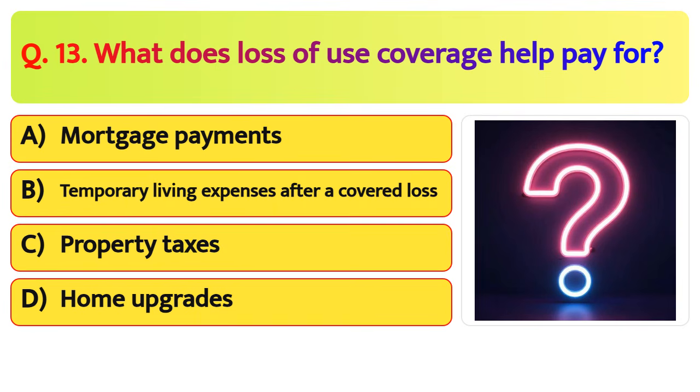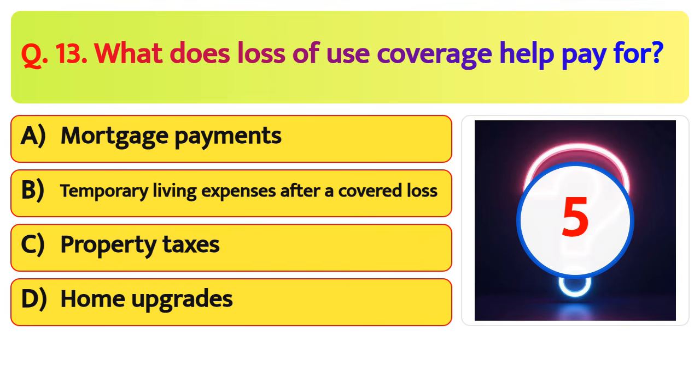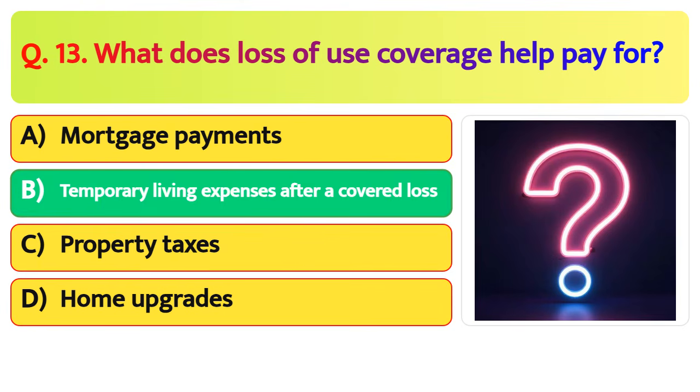Question 13. What does loss of use coverage help pay for? Option A. Mortgage payments. Option B. Temporary living expenses after a covered loss. Option C. Property taxes. Option D. Home upgrades. Correct option is temporary living expenses after a covered loss.